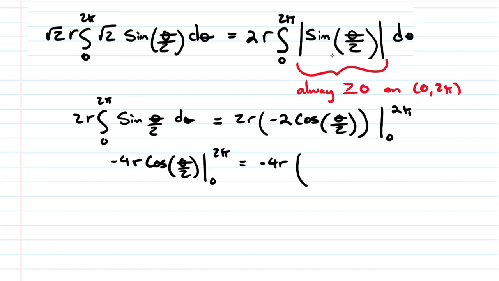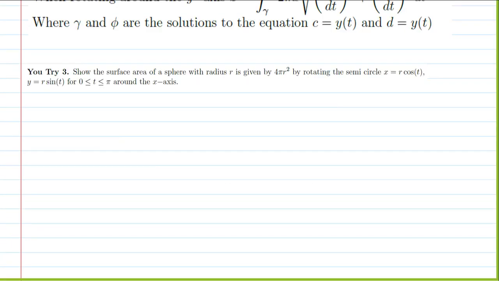so negative 4r times putting in 2 pi for theta gives us 2 pi over 2. So the cosine of pi is negative 1 minus putting in 0. The cosine of 0 is 1. So negative 1 take away 1 is negative 2. So we get negative 4r times negative 2, which is 8r. So the arc length of the cycloid over one cycle is 8 times the radius.